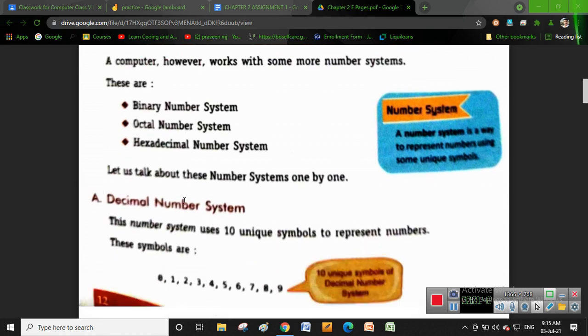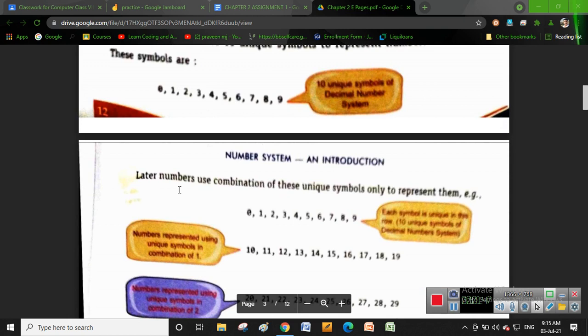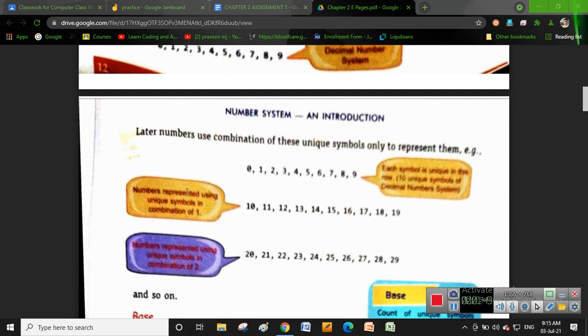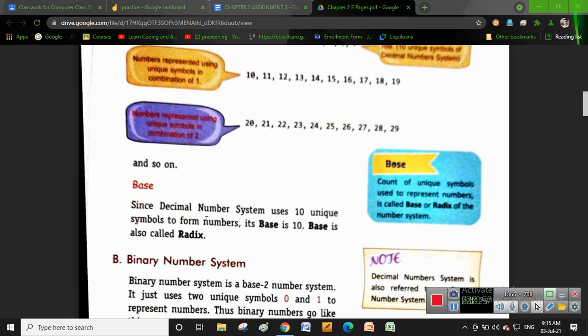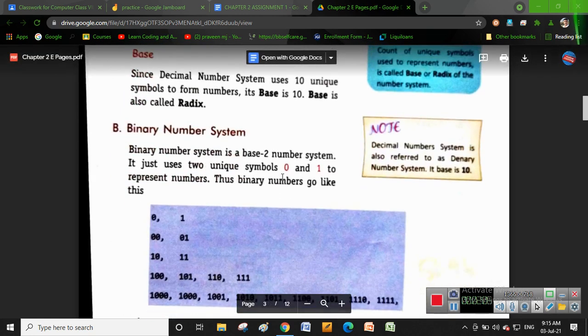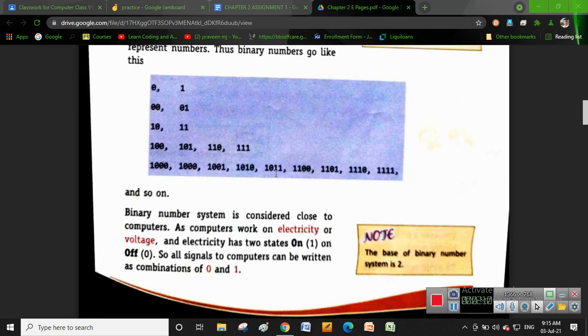The unique way to represent an individual number system is by using the base or radix of the number system. Base or radix is nothing but the number of symbols that are present in the particular number system. For example, in the decimal number system we have 10 numbers, so we say its base or radix is 10. In the case of the binary number system, we have two digits, 0 and 1, so its base is 2.